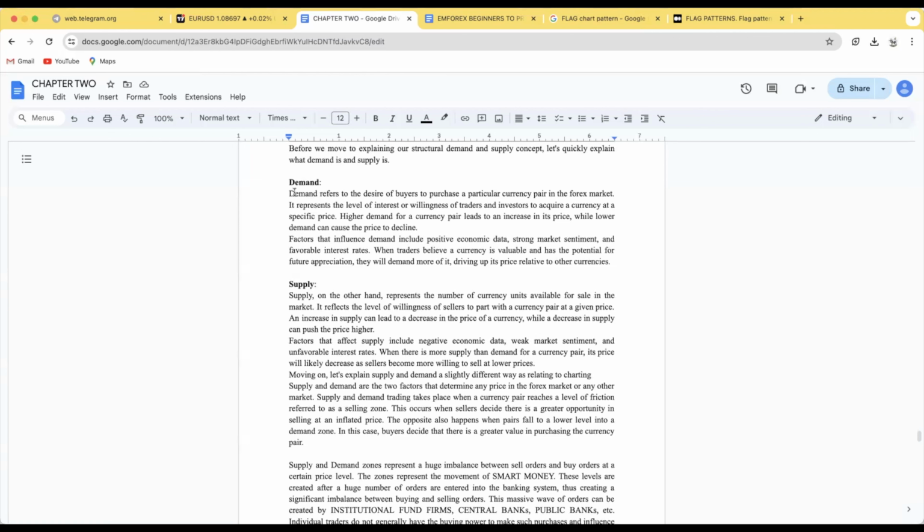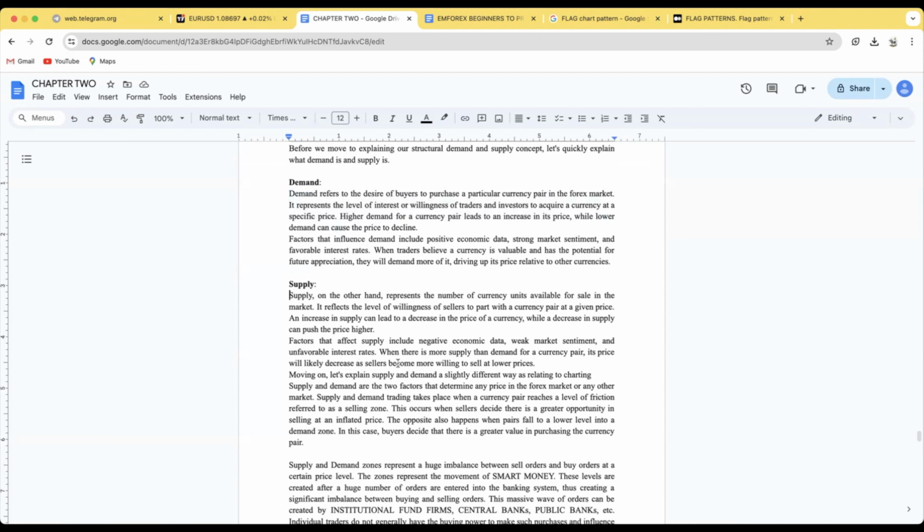So the opposite of what can cause demand is what is going to cause an increase in supply. When these things that make a country's economy gain demand are not there, it's going to cause an increase in supply.